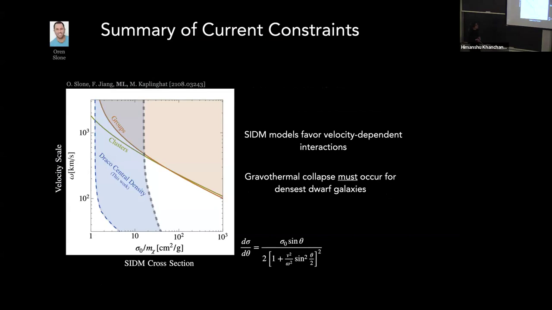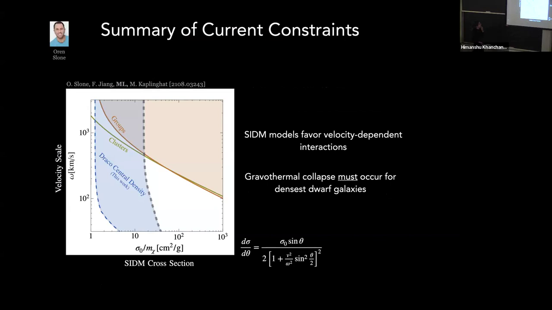So just to give you a sense for what regions of parameter space are remaining, this was work that was led by Oren Sloan a few years ago. This is, again, our SIDM model, right? So we have two free parameters, the sigma naught and the omega, and those are the two axes here. So our cross section is here and our velocity scale is there. And the shaded out regions are excluded.